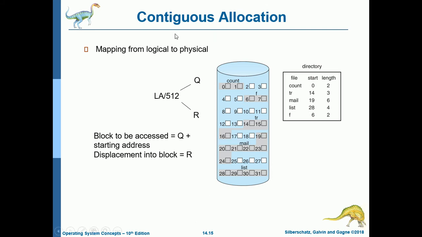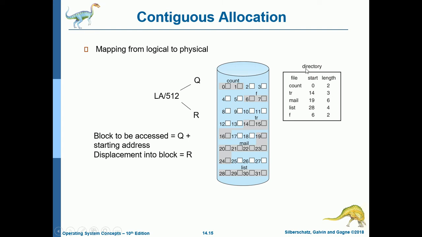So this is an illustration for contiguous allocation: mapping from logical to physical. For example, for a logical address, it is said that the capacity of each block is 512 bytes. And then we have the Q and R. The block to be accessed is equal to Q plus the starting address, and the displacement into the block is equal to R. To further understand this Q and R, we have an example here.